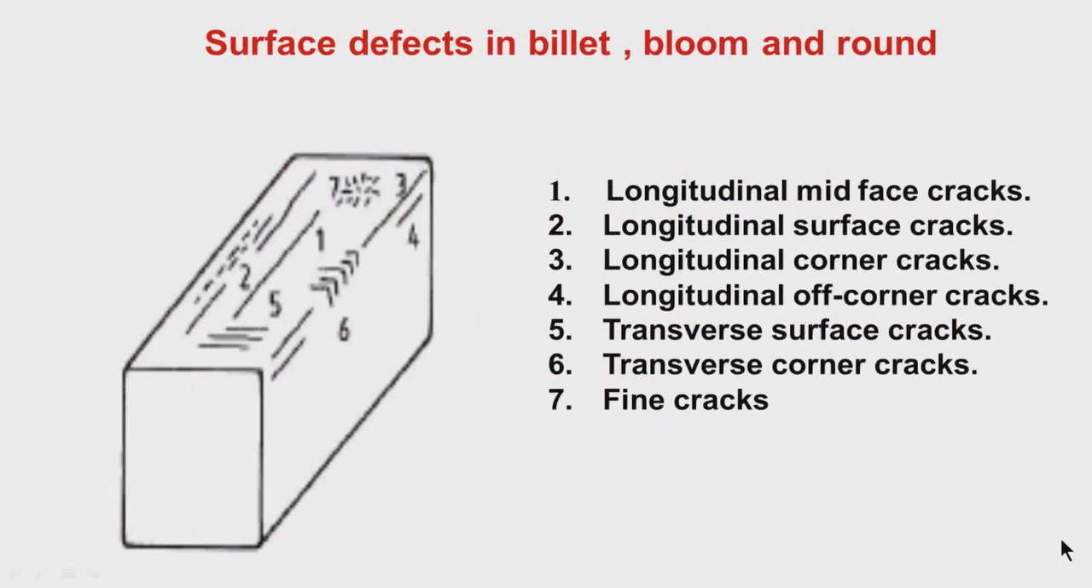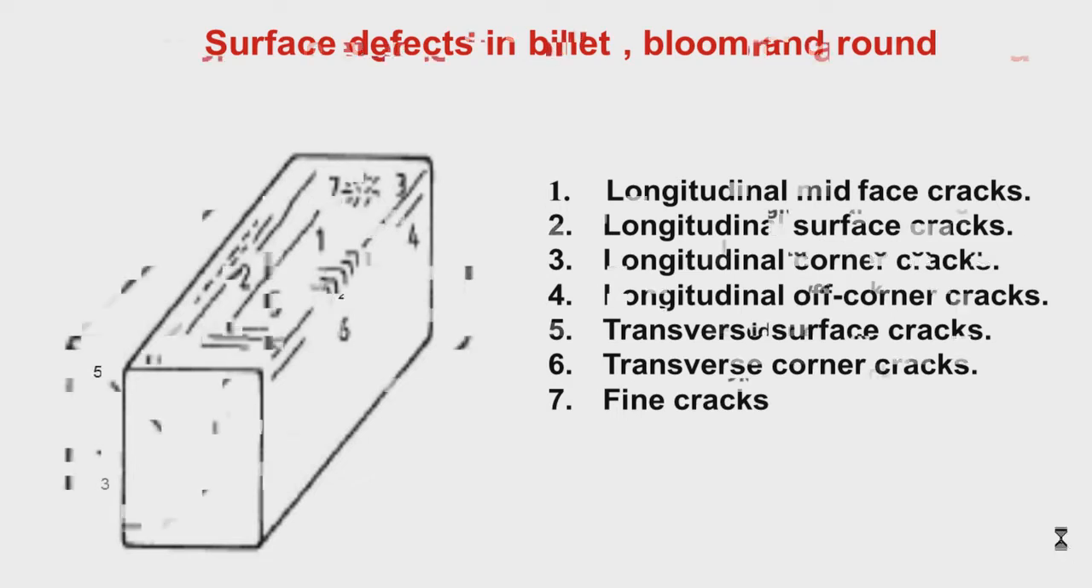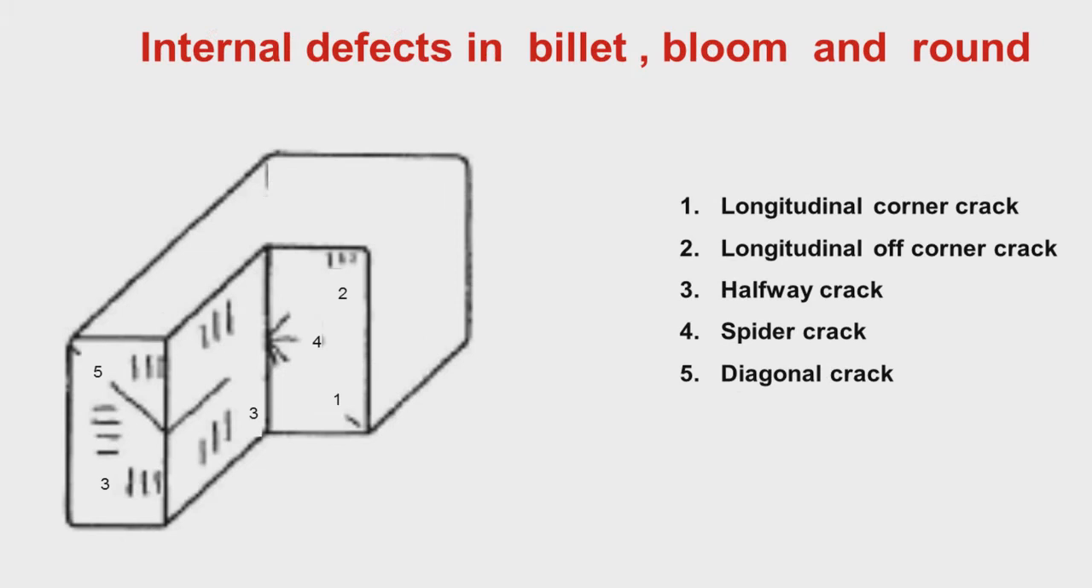Then I had mentioned how the different cracks look at the surface in billet, bloom and round, longitudinal, mid-face. Then I talked about internal defects in billet, bloom and round, how they look, and you have to cut a cross section. You have to see only at the cross section. On the surface you do not see anything.